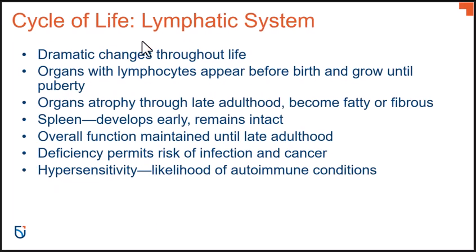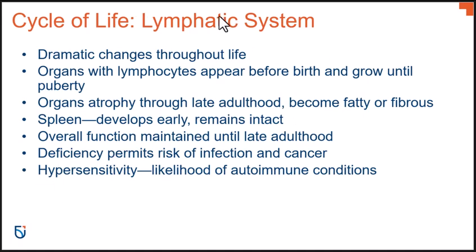And on our final slide, we'll look at just a general statement of the lymphatic system and how it changes throughout life. We do see a lot of changes in some of our lymphatic organs throughout life. Our organs that have lymphocytes or lymphoid tissue do appear before birth, and then they grow until puberty, and then as time goes on into adulthood, late adulthood, they start to become smaller and will oftentimes be replaced, that lymphoid tissue, with fat or another fibrous tissue. The spleen is an organ that does develop early, and it can remain intact throughout a lot of life, but it can start to atrophy or get small in late adulthood.